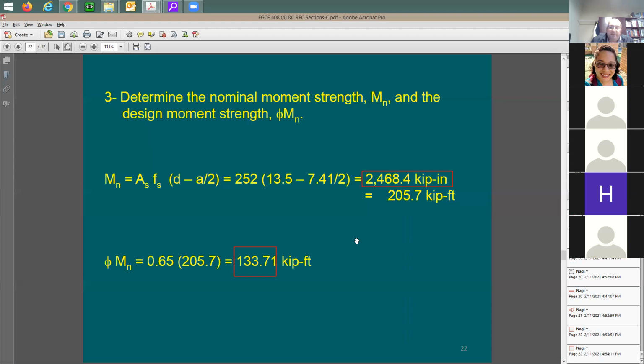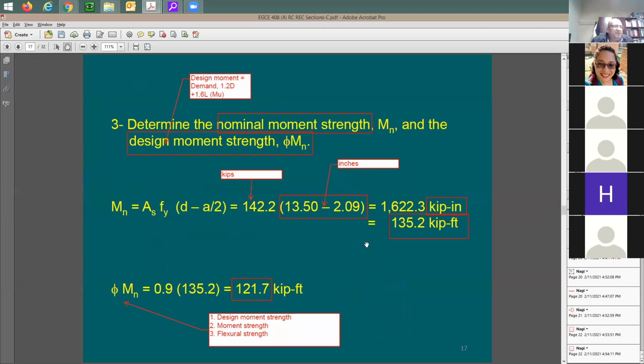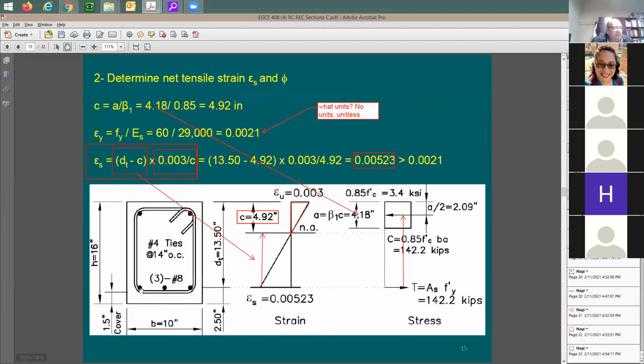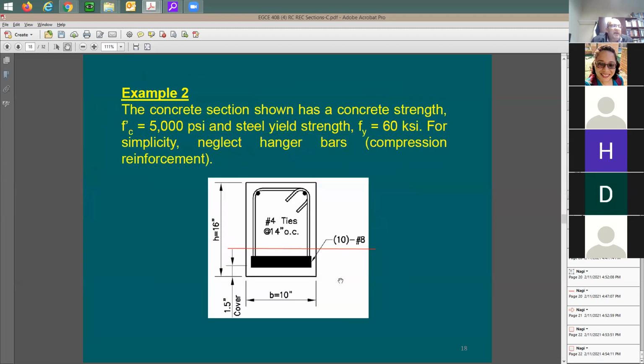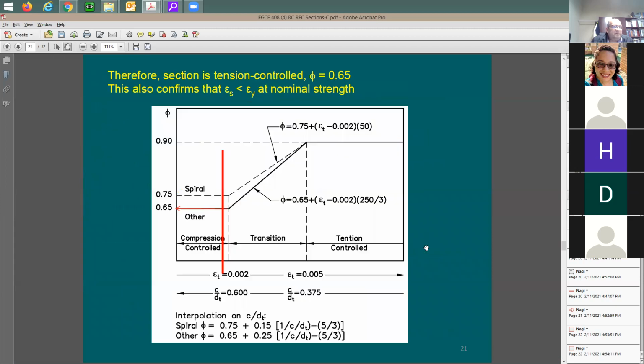Now I'd like to do a comparison between the two solutions. I'm going to take you back here to the previous solution. Look at the moment strength, the flexural capacity. 121.7 kip-foot with how many rebars? Anyone remember how many rebars? 3 rebars. Now you added here 7 more rebars.